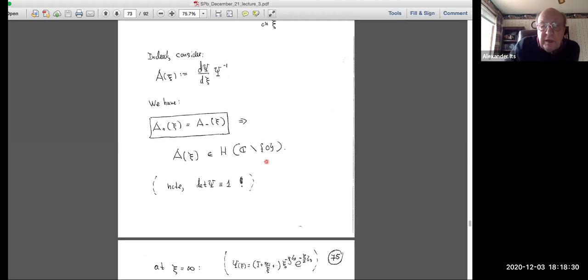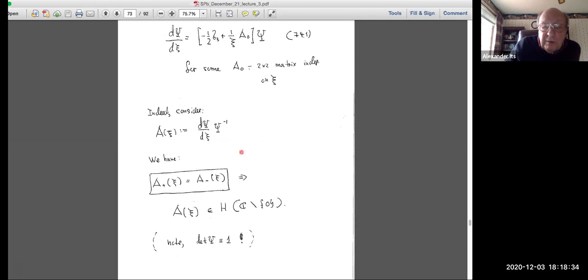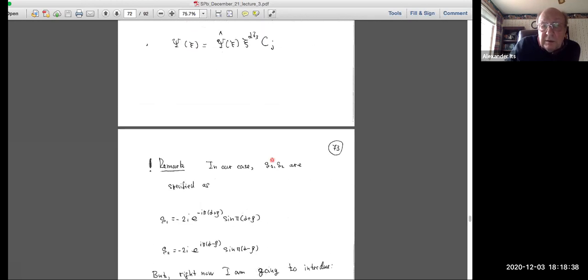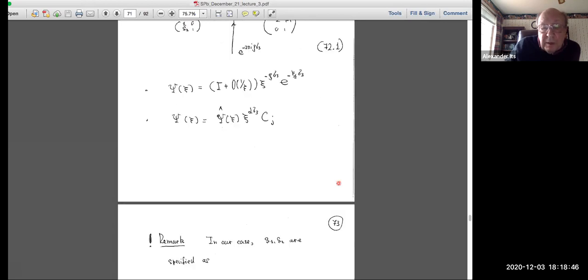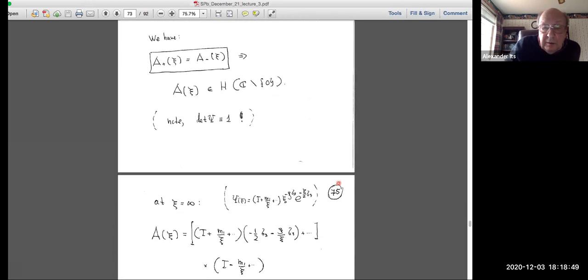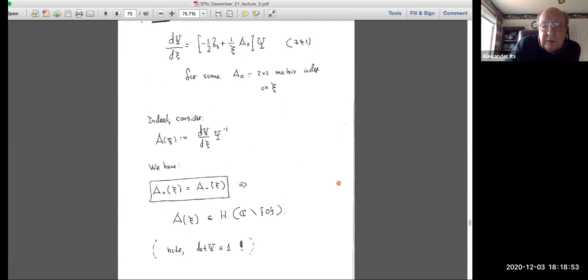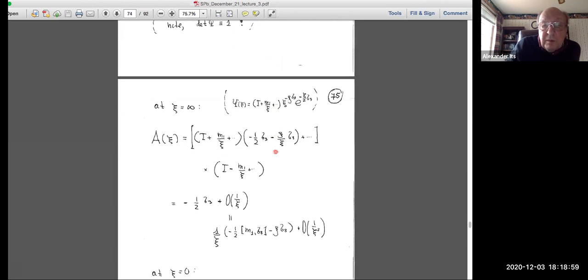By the way, why can I write the inverse without any problem? Because of course the determinant of psi is 1. If you write the determinant of psi, the determinant would not have jumps. It would be everywhere 1. Okay. So to find what is going on, I have to see what is going on with this logarithmic derivative at 0 and at infinity.